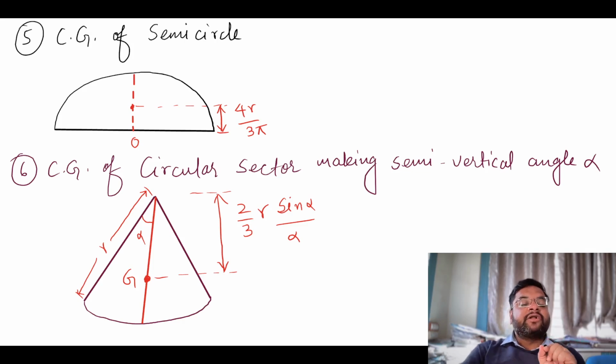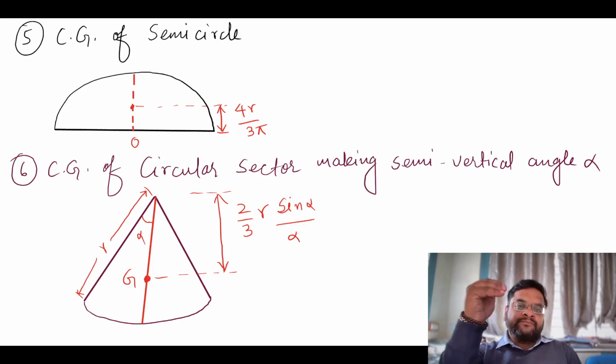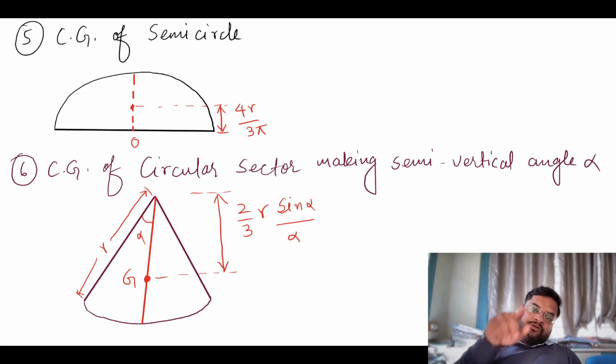Now the fifth point is the center of gravity of a semicircle. The center of gravity of a semicircle is 4r by 3 pi, where r is the radius of the circle or semicircle. The sixth point is the center of gravity of a circular sector making a semi-vertical angle alpha. This is the circular sector, like a pizza slice. The pizza slice is called a circular sector, and its center of gravity is 2 by 3 r sine alpha by alpha.